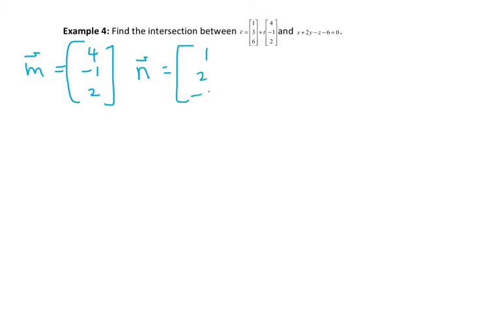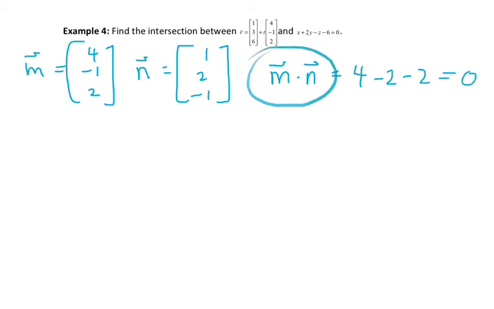So direction of the line, I'm going to switch colors. Direction of the line is 4, negative 1, 2. Direction of the normal is 1, 2, negative 1. And I'm just going to check that m dot n does not equal 0. So m dot n is going to be 4 minus 2 minus 2, and it does equal 0. This means that the direction of the line is perpendicular to the normal of the plane. Therefore, the line is parallel to the plane.